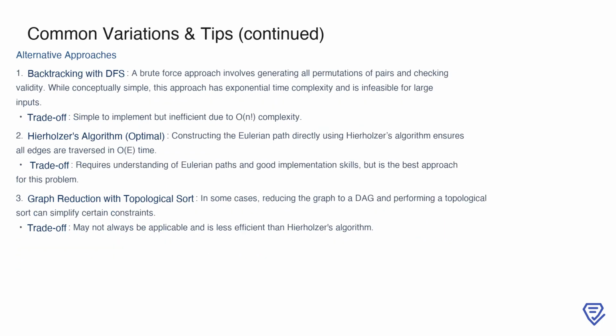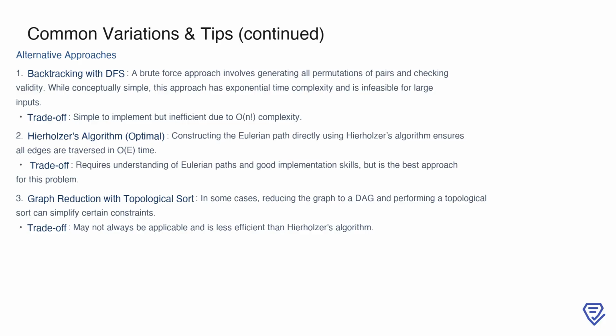Let's explore some alternative approaches for this problem. One method is using backtracking with depth-first search to generate all permutations of pairs and check their validity. While this brute force approach is conceptually simple, it's highly inefficient due to its factorial complexity, making it impractical for larger inputs. The trade-off here is simplicity versus scalability.